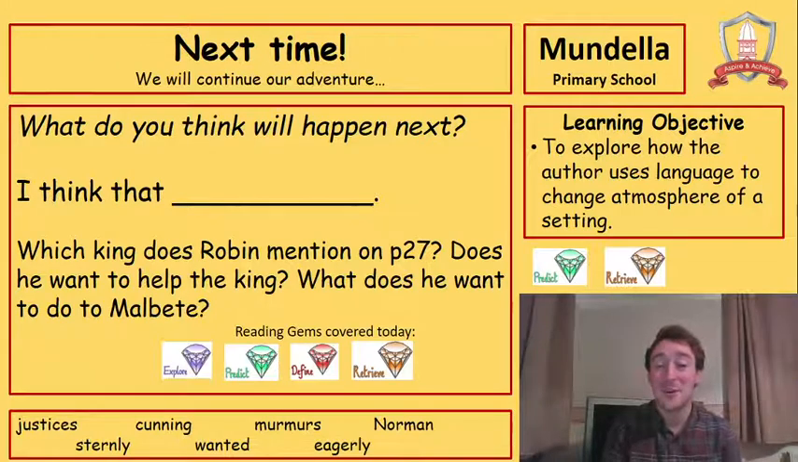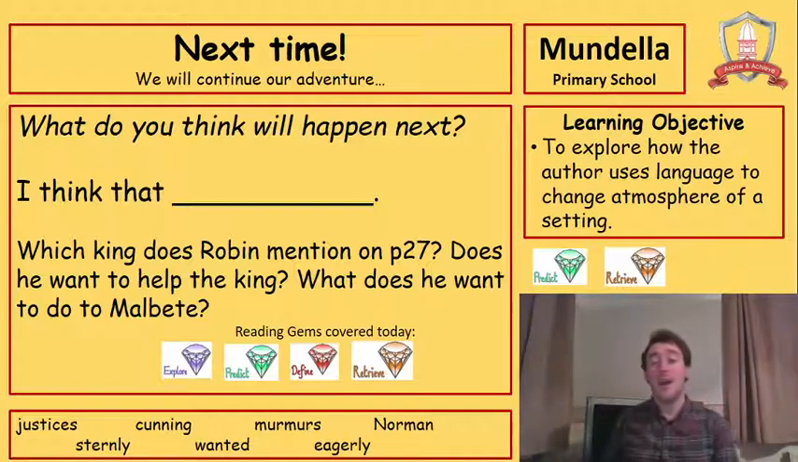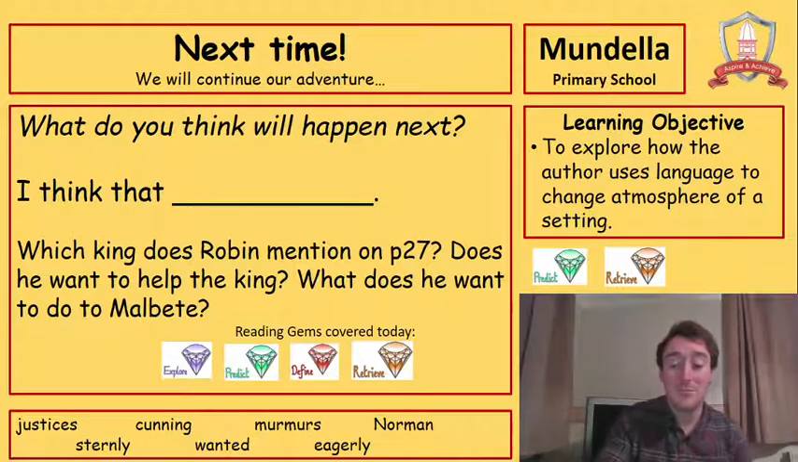So which king does Robin mention on page 27? Does he want to help the king? And what does he want to do to Malbeat? Okay, there is a king mentioned on page 27, and I'm pretty sure that we've already mentioned him in our history topic back in week 2. So let's see if he wants to help him, if they're friends or they're enemies, and what he wants to do with Malbeat. Let's see if your prediction comes true as well, and as we read on tomorrow with more Robin Hood.